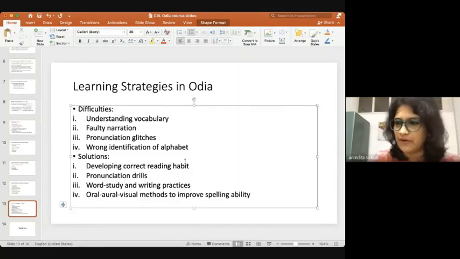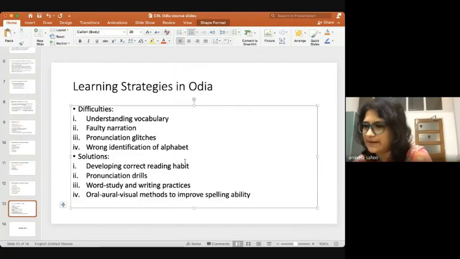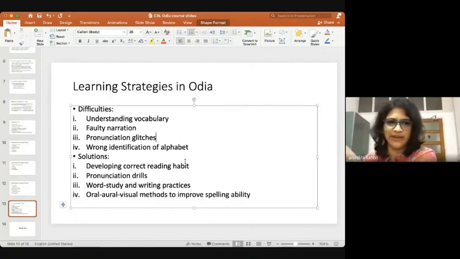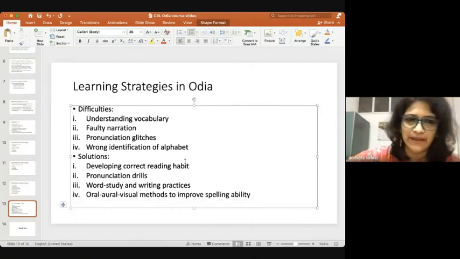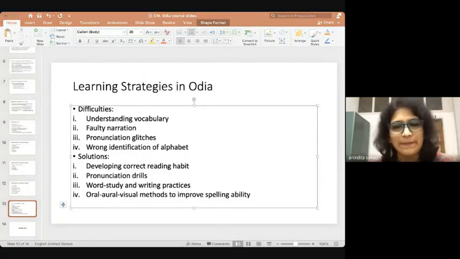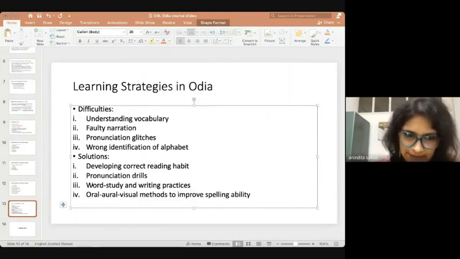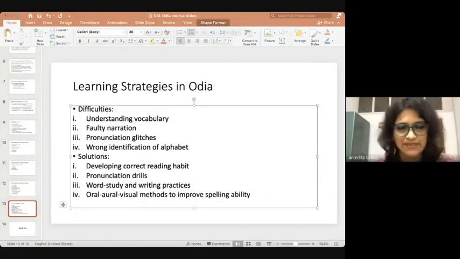Whose work I am following, Wendon and then Tyrone's work. So my solution would be that the learner should develop the right kind of reading habit. Be it any language, when I read English, I also look for it, and we tell the Odia children the same. As much as possible, start reading regularly, both quality and quantity.